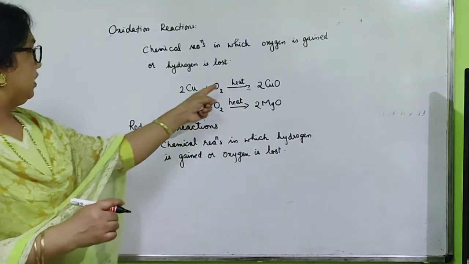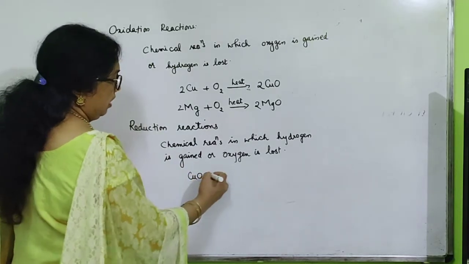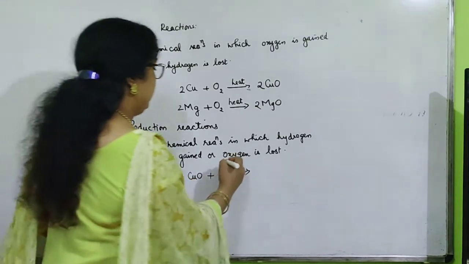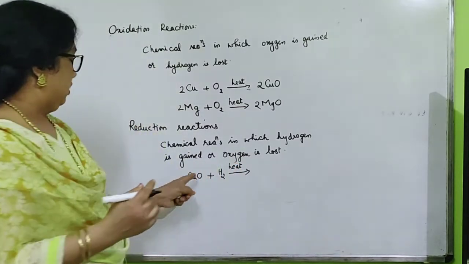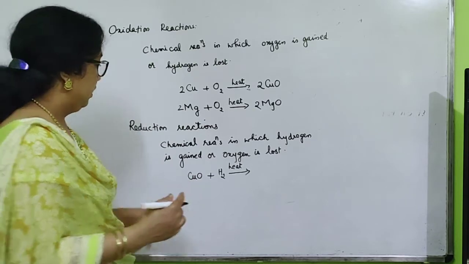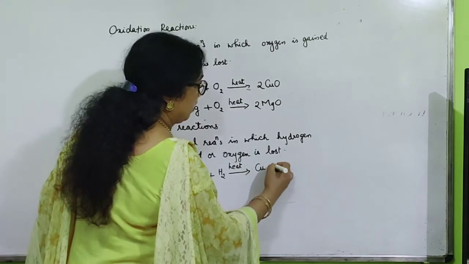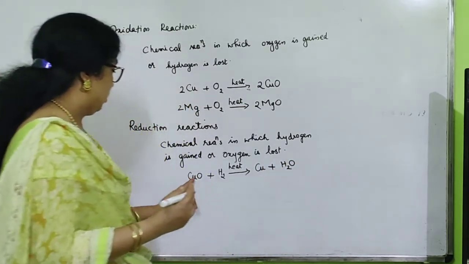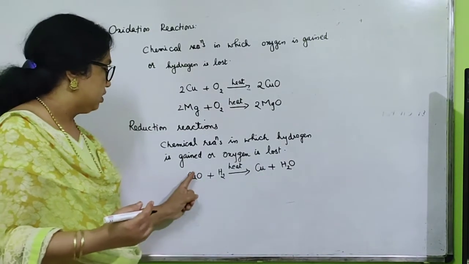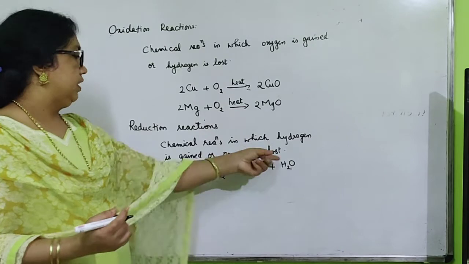Example for this one, that is the reverse of this. If hydrogen gas is passed over heated copper oxide, the oxygen is removed, giving copper plus H2O. So here look, from copper oxide oxygen is removed and it became copper. So this is oxygen being lost. So it is reduction, and hydrogen is gained.